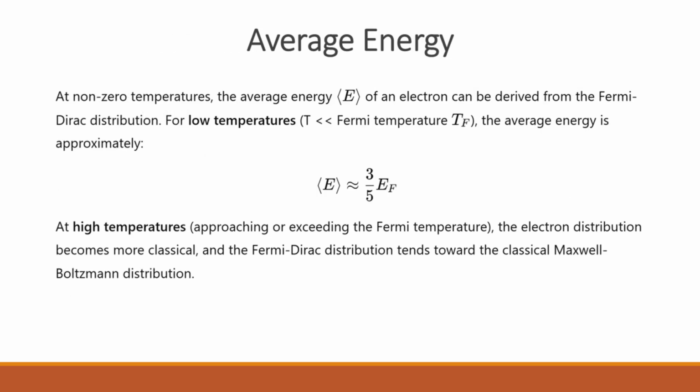This slide explains how the average energy of an electron is derived from the Fermi-Dirac distribution at non-zero temperatures. At low temperatures, the average energy is roughly 3/5 of the Fermi energy. As the temperature increases and approaches the Fermi temperature, the electron distribution starts resembling the classical Maxwell-Boltzmann distribution, leading to more evenly distributed energy levels.